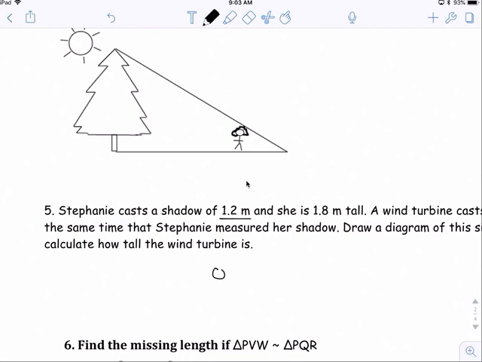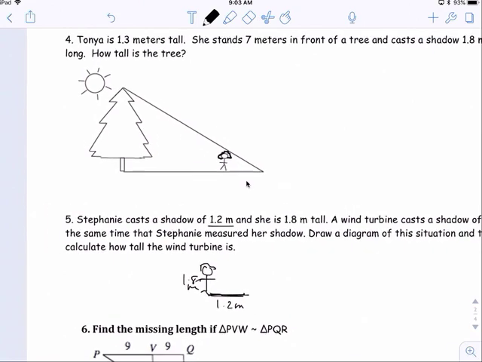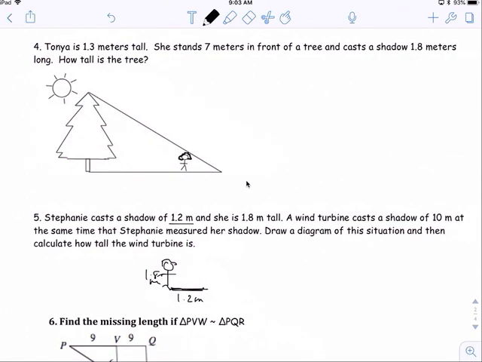So here's Stephanie, right? We'll do the same. Her shadow on the ground is 1.2 meters. She is 1.8 meters tall. A wind turbine casts a shadow of 10 meters.